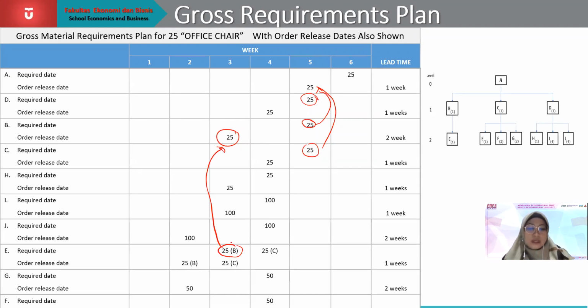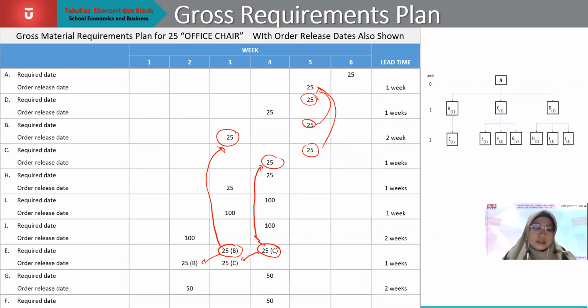And E for B must start to produce 1 week earlier, which is here. And E for C, because component C starts to produce in week 4, E for C must be ready here because it will be used to make component C, and this E for C must start to produce 1 week earlier, which is in week 3. So actually this is the main concept of gross material requirement.